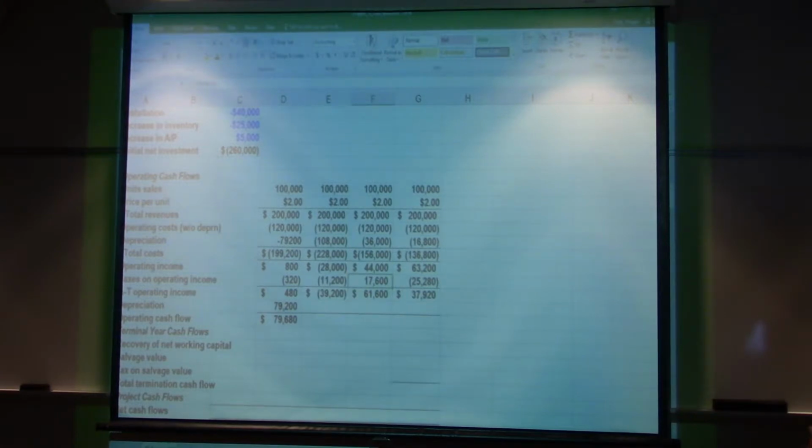Tax should be negative. Tax should be the cost. I think this is right. Now the operating income on the second year should be positive, the 28,000, and you need to add depreciation. Actually, no, it's not going to be positive because the cost is greater than the revenues. So yeah, you're fine.